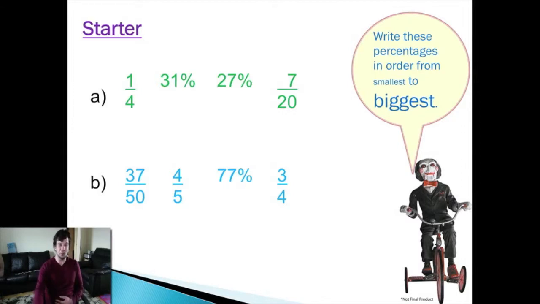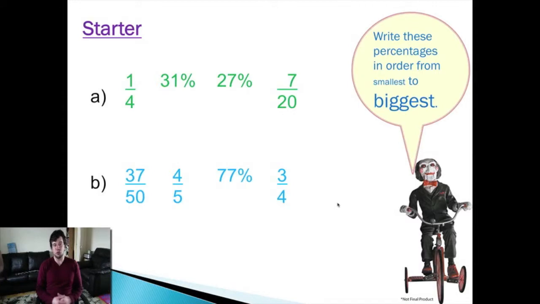Right, so the green fractions and percentages are a quarter, 31%, 27%, and 7 out of 20. How on earth can we tell which is the biggest and which is the smallest? How can we order them in size? The only way you can order fractions in size is if the denominators, i.e. the bottoms of the fractions, are the same.